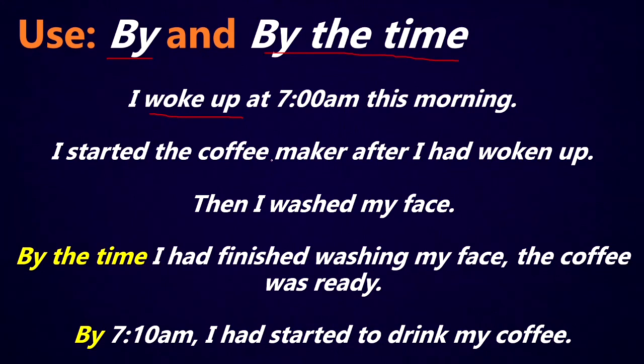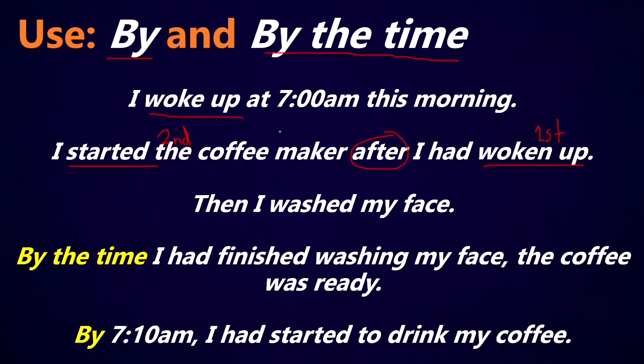I started the coffee maker after I had woken up. So now I've got two actions: started the coffee maker and woken up. Now I want to show which one happened first. So the one that happened first, I use the past perfect. This one happened first. And also I'm going to use the word after with it. So I started the coffee maker after I had woken up. This one happened first, and then I started the coffee maker.